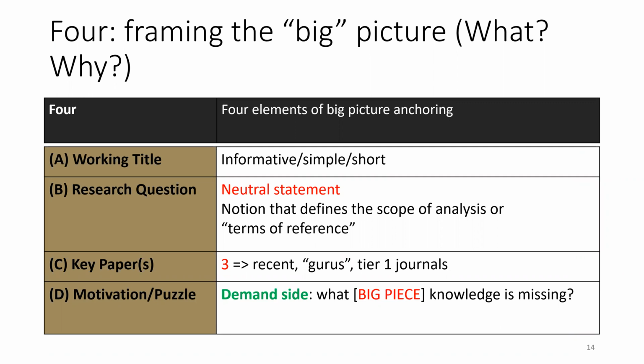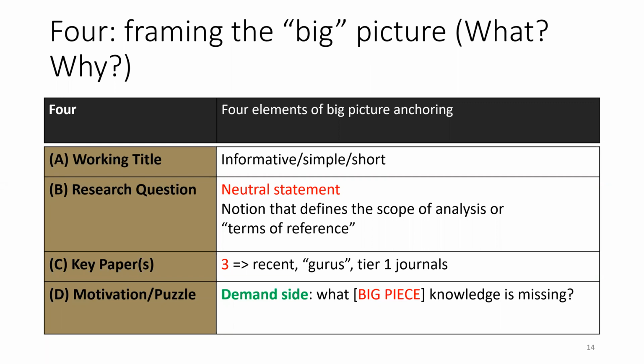For the working title, make it informative, make it simple, make it short. For the research question, often I think a neutral statement is quite helpful here. It's the notion that defines the scope of the analysis, or if you like, the terms of reference, and it can be a little more technical than the working title.